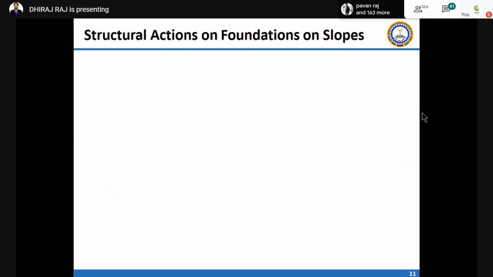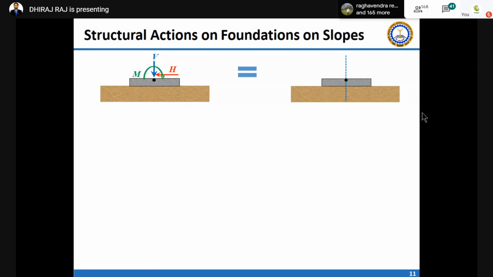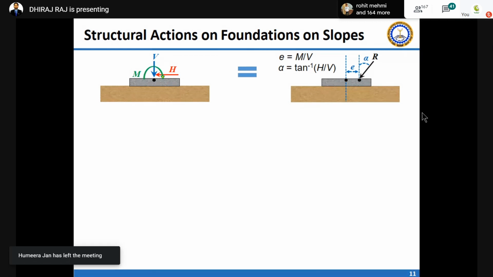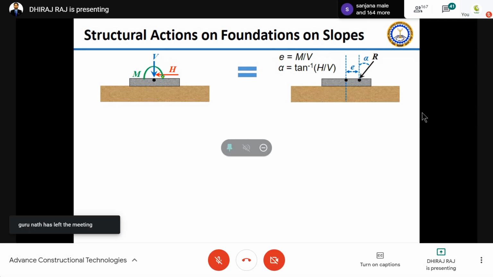So what are the structural actions on foundations on slopes, especially when the foundation is subjected to these three interactive loads? I am always saying V, H and M are interactive loads. These are acting at a time on a foundation. These are not separated loads. What our code, and codes all over the world, are doing is separating the effect of V and H and V and M. They are not taking V, H and M together.